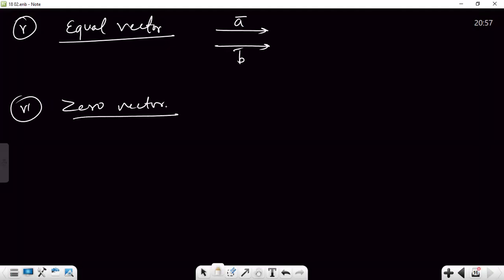Zero magnitude, zero direction. Actually a point. No magnitude, no direction. Okay? Direction cannot be defined. The magnitude even cannot be defined. It's a dimensionless quantity. Negative vectors.